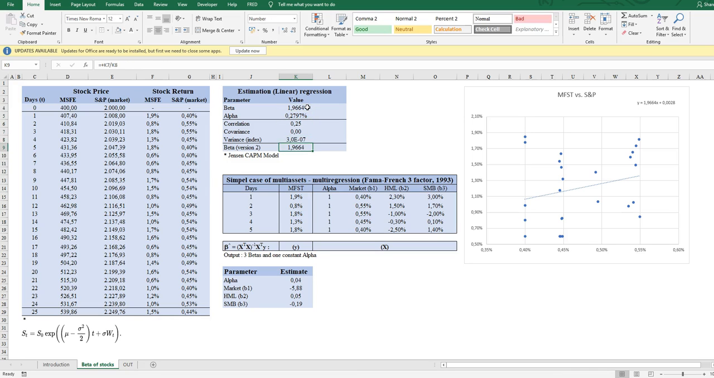So what we have done here, I call it Jensen's CAPM model. Perhaps it's a little bit of misuse. Should just call it Jensen's model.